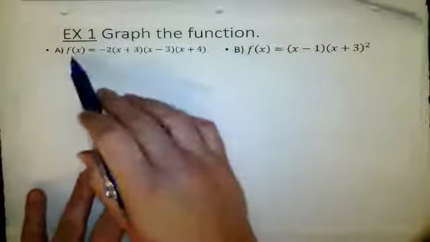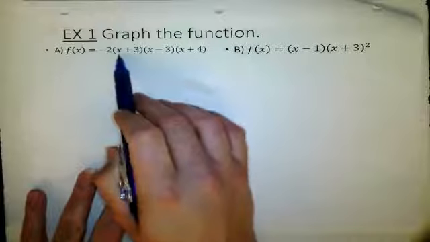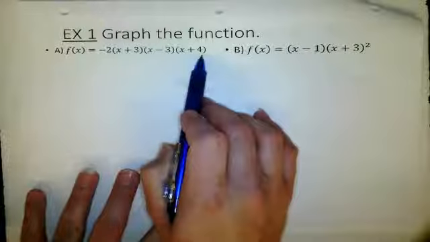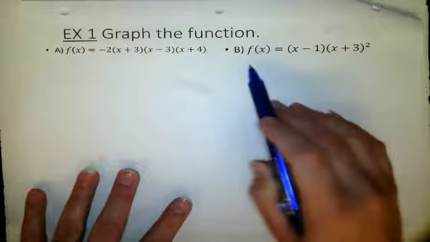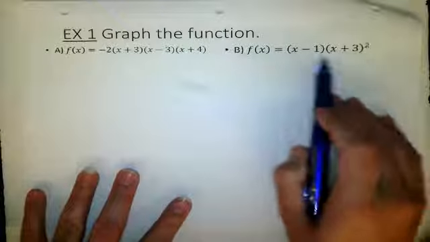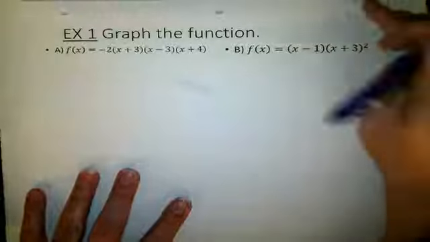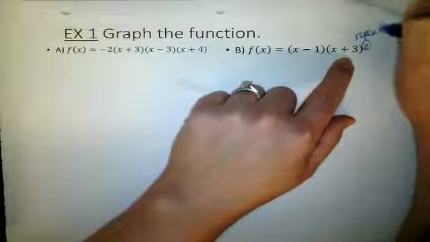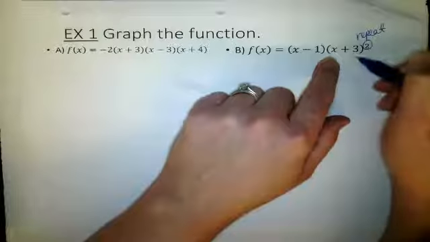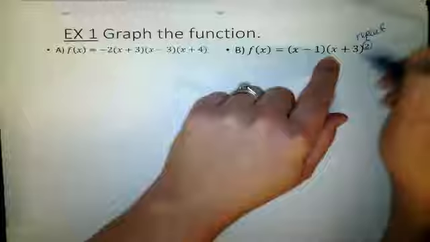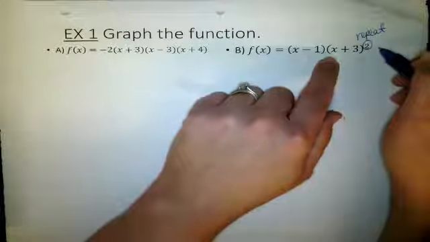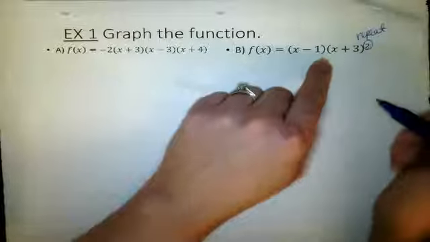So our first function here, f of x equals -2 times the quantity x plus 3 times the quantity x minus 3 times the quantity x plus 4. What's different about letter B? What do you notice about letter B that's kind of interesting? Squared, yeah, we've got something being squared. And that would be repeating that bubble a second time, right? That's something we're going to talk about. It's called multiplicity when we have a repeat. And that causes a really interesting change in the graph. So we're going to talk about that in just a minute.